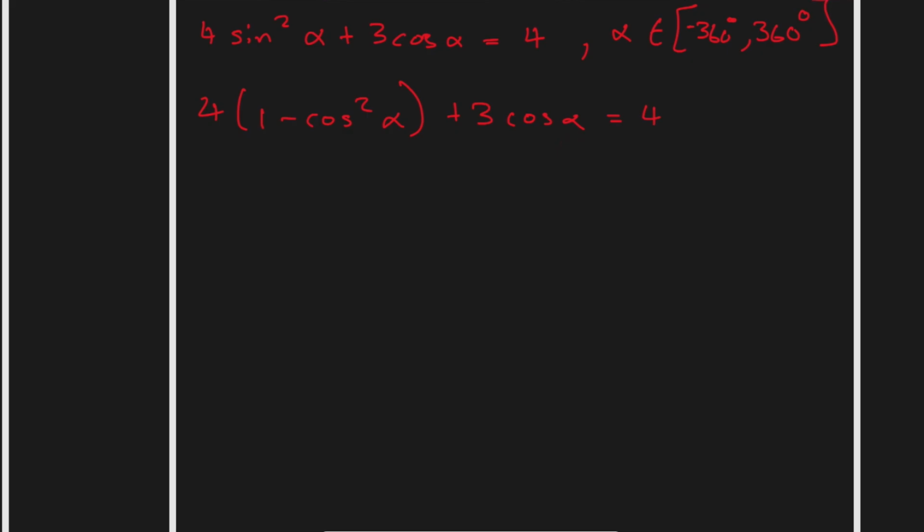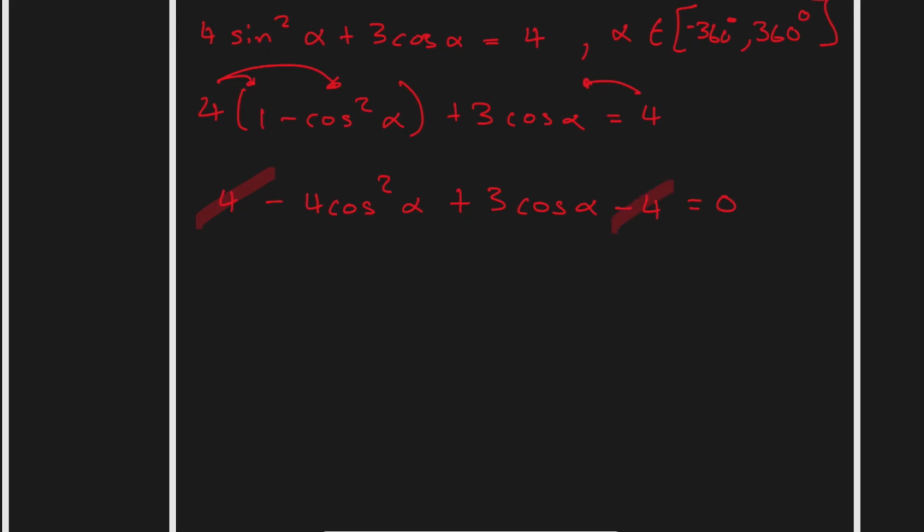Now 4 multiplied by 1 is 4. 4 multiplied by negative cos squared is negative 4 cos squared alpha. Then we still have plus 3 cos alpha. Now if we move this 4 to the other side, that's negative 4, and we have equal to 0. So automatically, the 4 will cancel out with that 4.